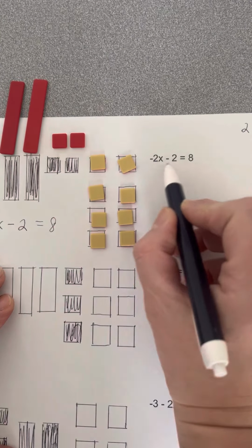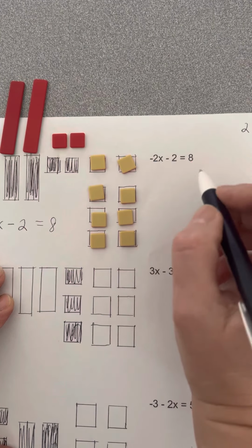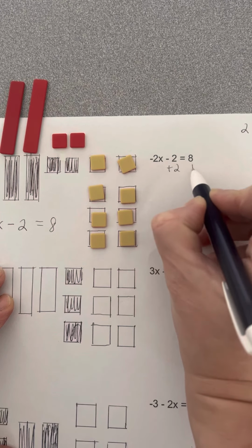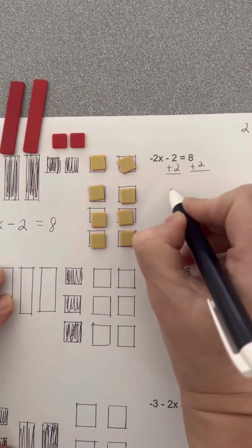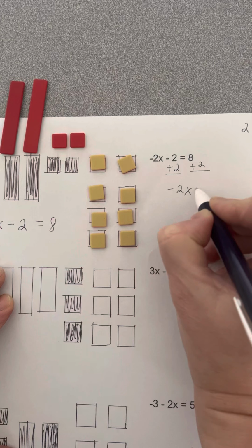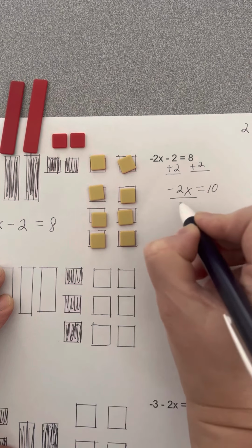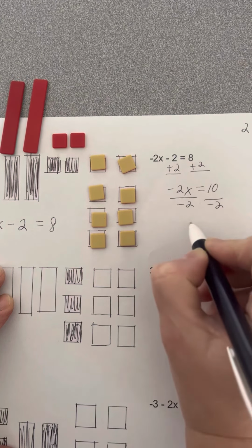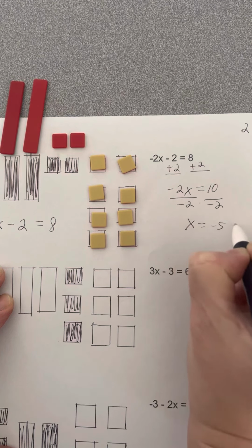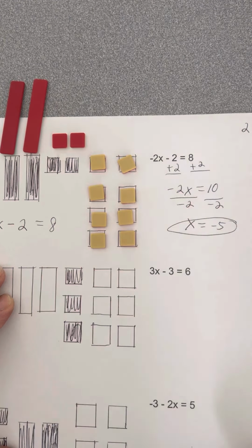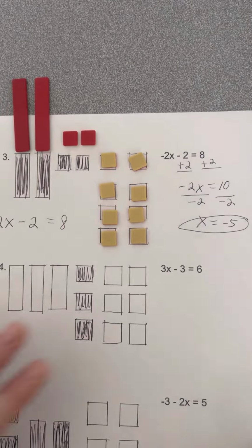Okay, now we'll go over here and solve it. All right, so we are solving for our variable. So plus 2 to both sides, our opposite operation. And the last step, we divide by whatever's next to our variable, which is our x. Okay. Let's do number 4.